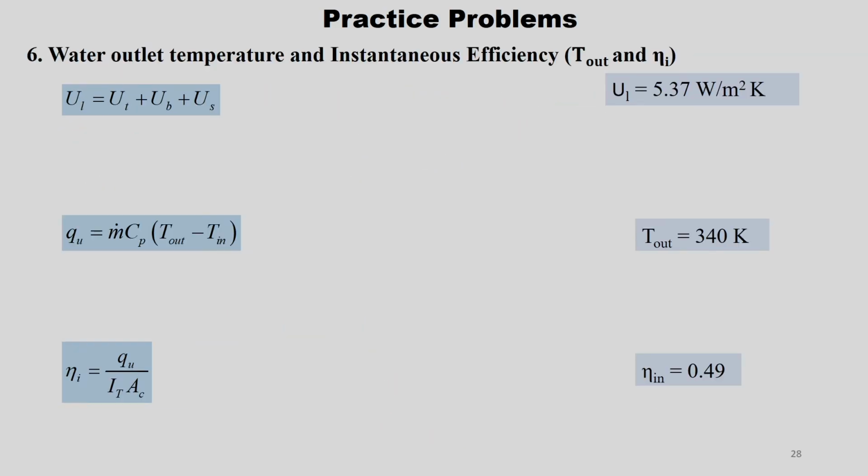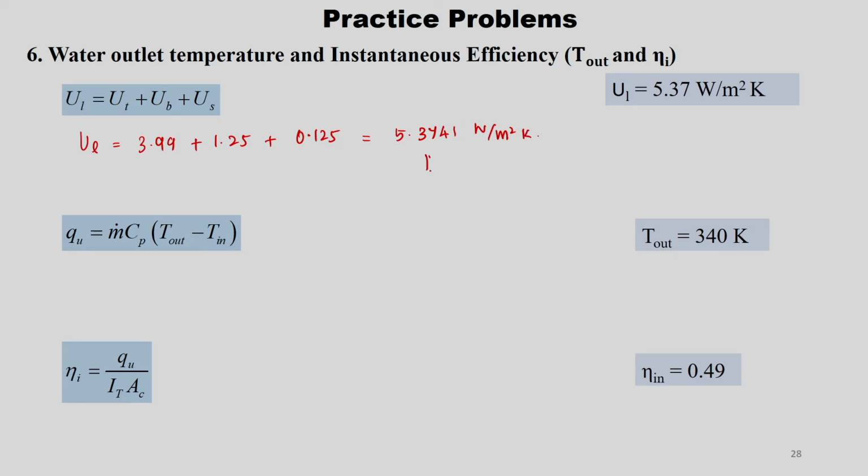After calculating everything, heat loss coefficient UL is UT 3.99 plus 1.25, that is UB, plus US, 0.125. If you calculate, it is coming around 5.3741 watt per meter squared Kelvin.